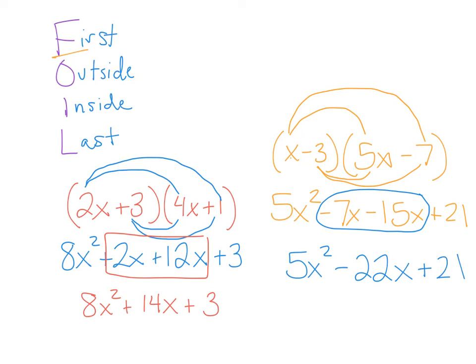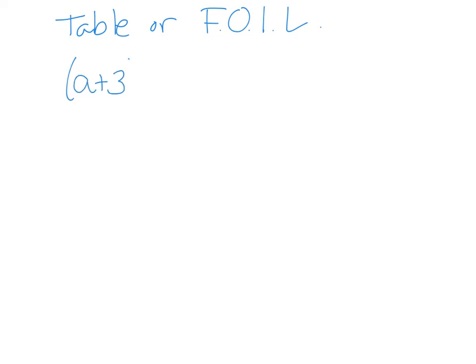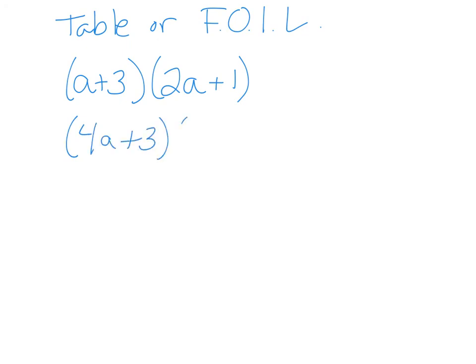So these are the two methods. I'm going to give you 3 problems to try out, and you can pick your method. There might be some where FOIL is not the best solution. You don't have to write this down, but you can use table or FOIL. You pick. Here are your 3 problems to give a try. I'm going to check them tomorrow. A plus 3 times 2a plus 1. 4a plus 3 times a minus 2.